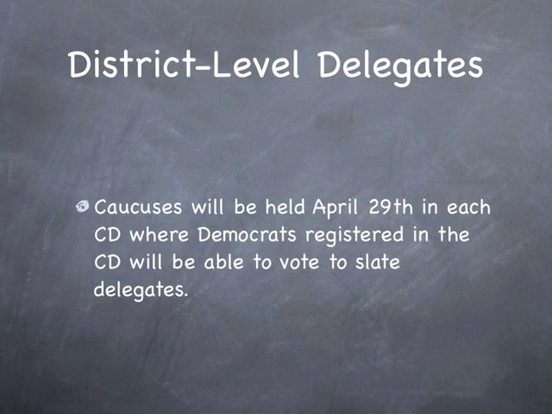Delegate selection caucuses will be held Sunday, April 29th in each of the new 2012 congressional districts, where registered Democrats will be able to vote and slate that district's delegates. Remember, only Democrats that live in the congressional district can vote in the congressional district caucus.